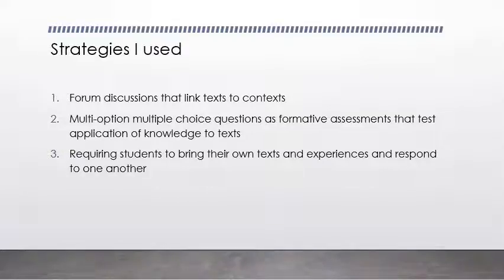So these are the three strategies I used, and I'll show you for about 5 minutes examples of each of them, and I'll speak to how I use them and why I think that they're effective in the critical literacy framework. The first one is forum discussions that link texts to contexts; second, multiple choice questions with multi-correct options that were used as formative assessments, and these I at least feel really test the application of knowledge. And then I require them to bring their own texts and experiences and respond to one another, which emulates, at least to some degree, that conversational element that critical literacy requires.